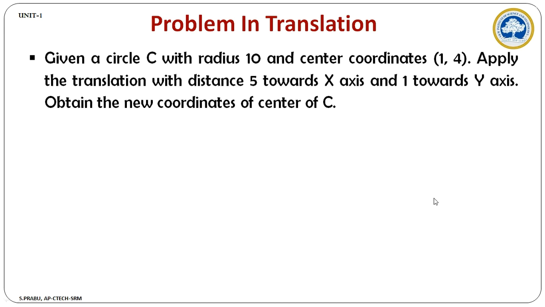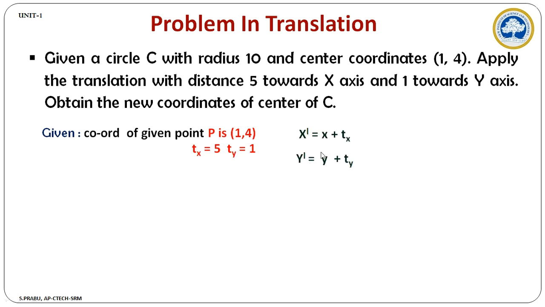Let's move to the next problem. In this problem, they are giving a circle and we translate the circle to another location by using the translation factors 5 and 1. The circle has its center point at 1, 4. We don't bother about the radius value. First explore the given values: the point is 1, 4 and tx is 5 and ty is 1. Then apply these values in the formula. We get the new coordinate value, 6, 5. So the new center for the circle is 6, 5.